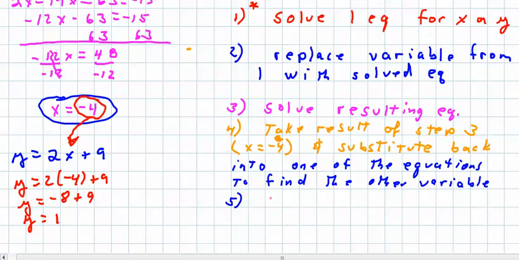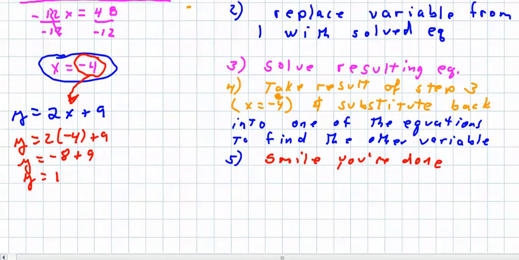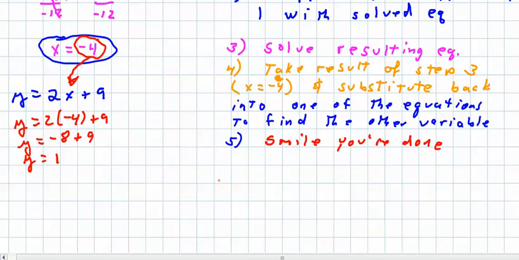So, the end, smile, you're done. Occasionally I'll have you do the check, but not always. So my answer is the ordered pair, negative 4, 1.